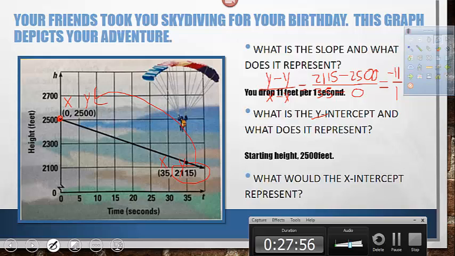What would the x-intercept represent? Well, if I'm continually falling, and this is your x-axis right here, if I continue this line all the way through, what would the x-intercept represent? Well, that's when you would hit the ground. So when your y is equal to 0, or your height is equal to 0.